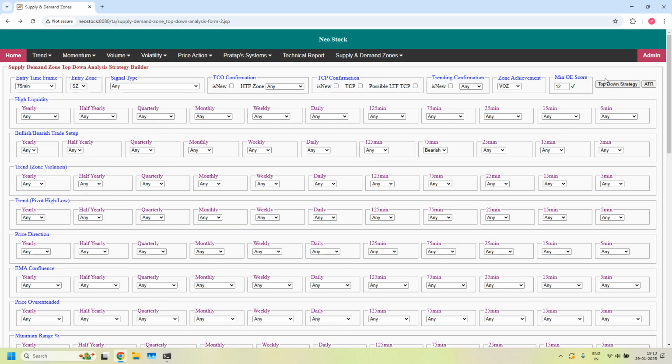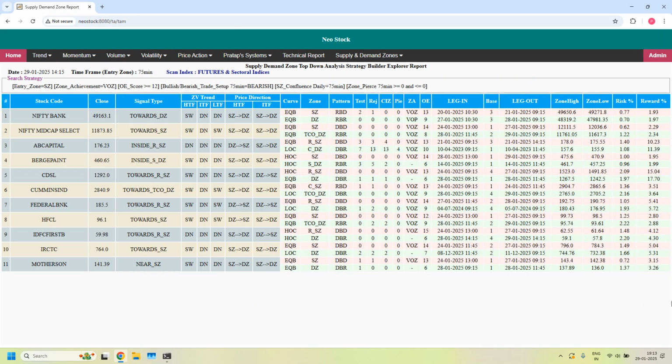With this filter, we got 11 stocks. In all these 11 stocks, these 75 minute supply zones are part of the daily supply zone. That means overlapped with daily supply zone. And the daily trend is down in all these stocks, ITF trend. That's why if daily supply zone is having daily EMA confluence, these 75 minute supply zones could be even much more high priority supported zones. Let us verify.